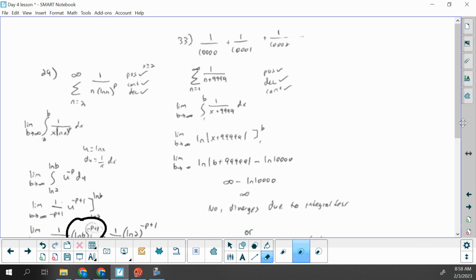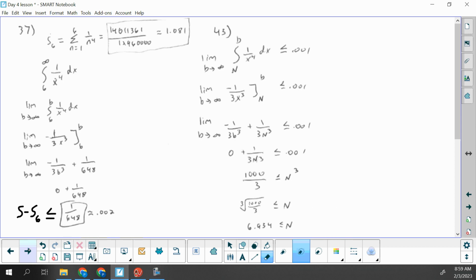For 33, continuous, positive, and decreasing. Technically that's a u substitution, but with a leading coefficient of 1, there's no correction. So we get our natural log absolute value. When you fill in your b's and go to infinity, you end up diverging by the integral test. Now, we're going to see in class today, we could rewrite this as the harmonic series. The harmonic series is something that we briefly talked about last class, diverging, and we're going to see again to show that it diverges. And we'll show you in the notes today how we can rewrite that to show it's harmonic.